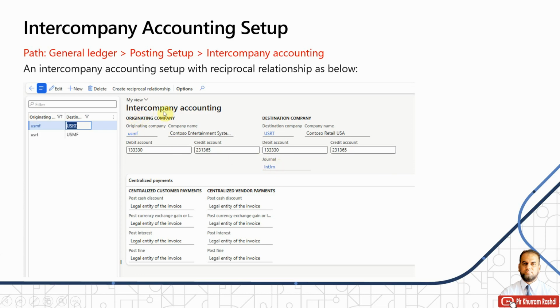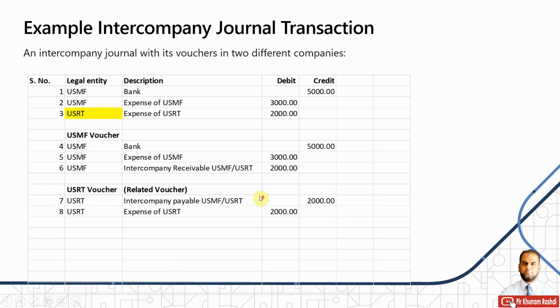Similarly, originating company and destination company both have the same setup type, and the main accounts are set up here. You only change the company names here, and automatically on the left hand side, if you click create reciprocal relationship, it will create another record down, and it will reverse the accounts.